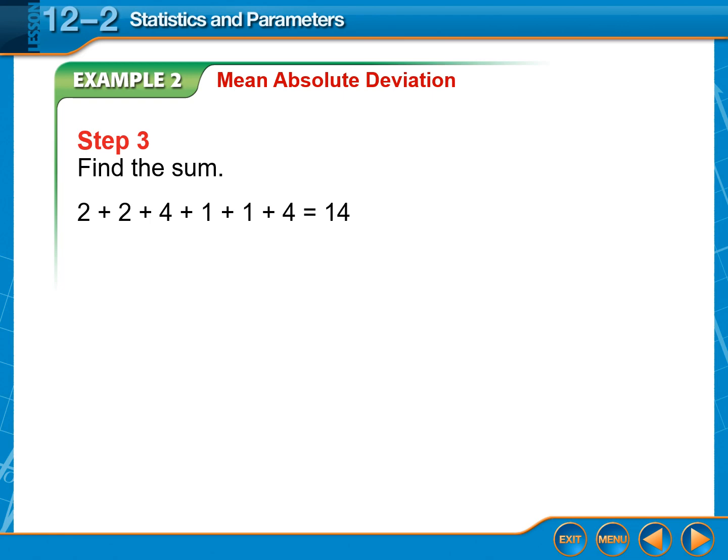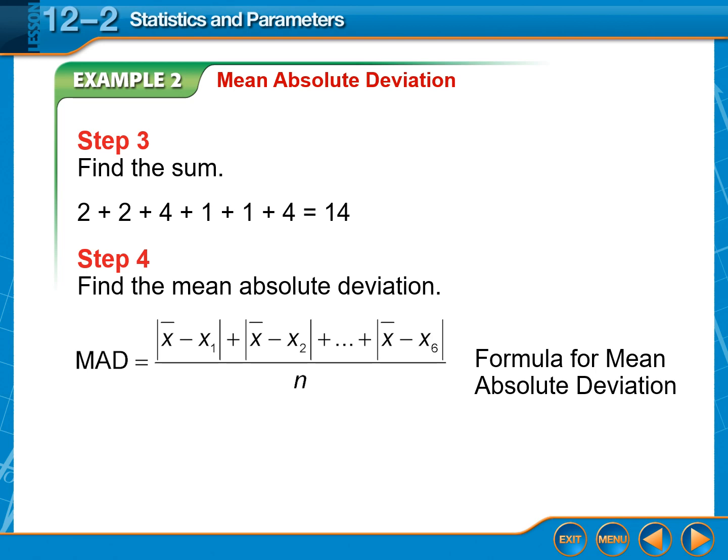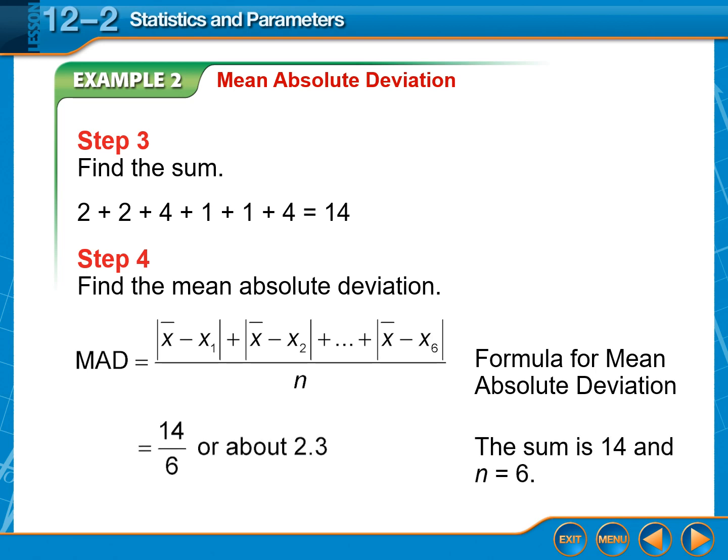Once you add them up, like I said before, you're finding the average, you're finding the mean twice, okay? So you take that 14 and divide it by 6, because that's the total number of numbers in the data set, all right? And 14 divided by 6 is approximately 2.3. So the mean absolute deviation is 2.3.